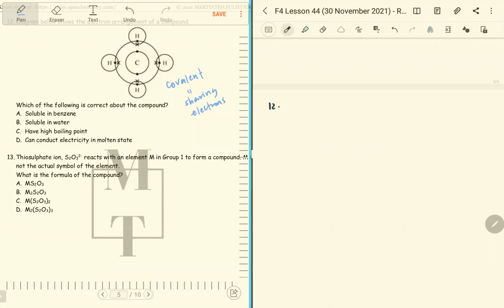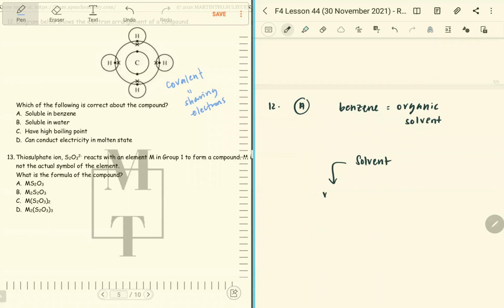So what is the property of a covalent compound? The answer is A, they are soluble in benzene. Benzene is actually an organic solvent. How do you know whether this is an organic solvent or not? We only have two types of solvent: water, and organic solvent. So if you don't see water, then this is an organic solvent.